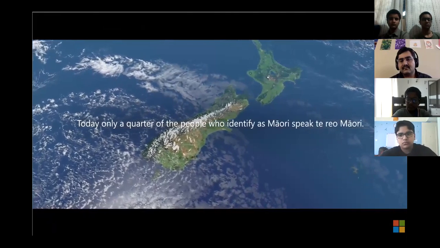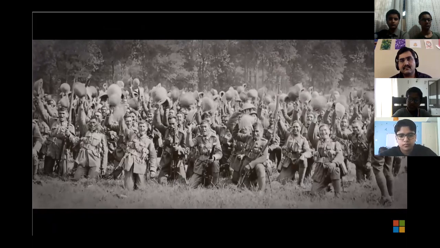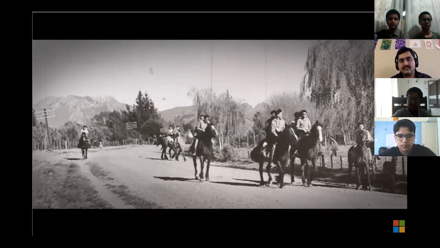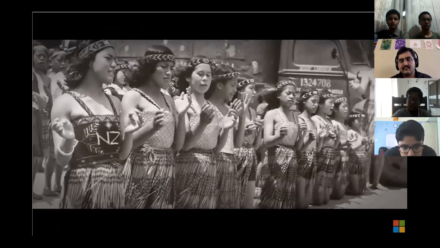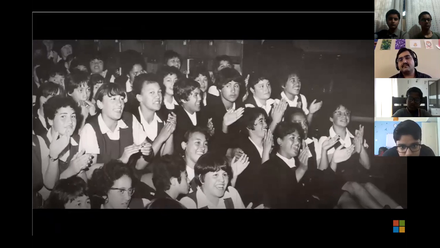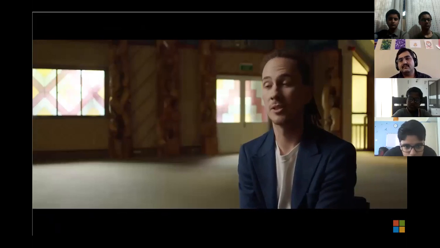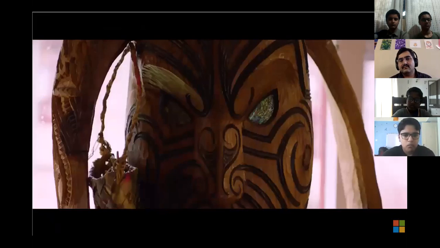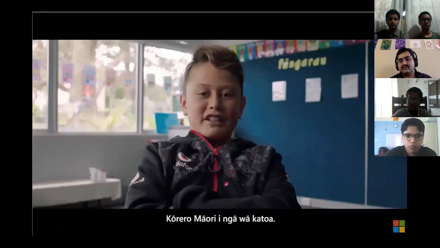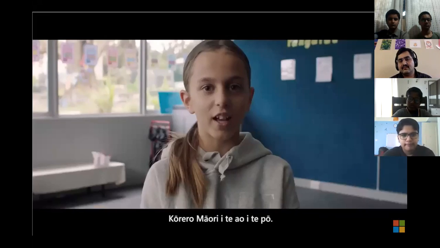Māori was the predominant language in Māori communities, and after World War II there was a huge migration of people into urban areas. It was an oral language, and it's only been a written language for 200 years. The corpus of translated text is really small when you compare it to other big languages. And so we saw the language start to dwindle. If something wasn't done, then our language would become extinct. Kōrero Māori i ngā wā katoa. Speak Māori all the time. Kōrero Māori. I te ao i te pō. Speak Māori day and night.